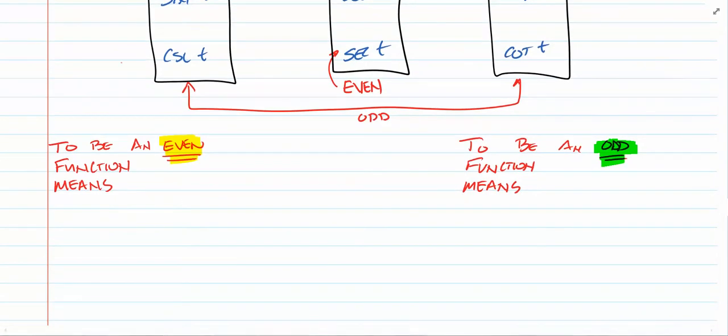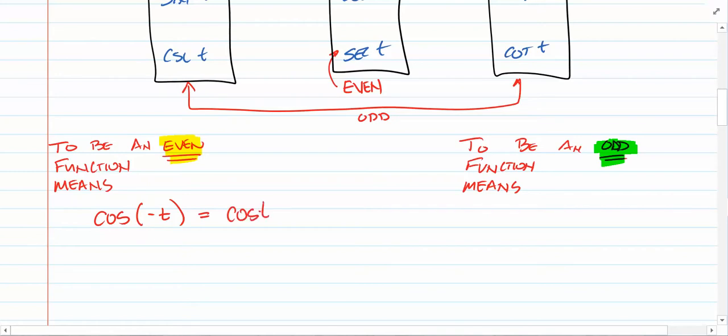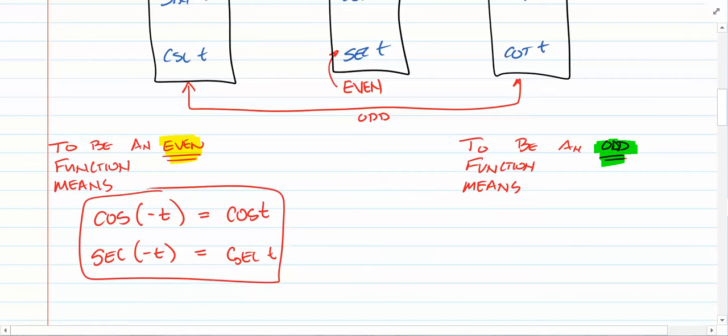Okay, so here's what it means for an even function. That means that the cosine of negative t is the same thing as the cosine of t. So the cosine of a negative angle is the same thing as the cosine of that positive angle. And since cosine and secant are both even, we can say the same thing for secant: the secant of negative t is the same thing as the positive secant of t. This is what it means for a function to be even.